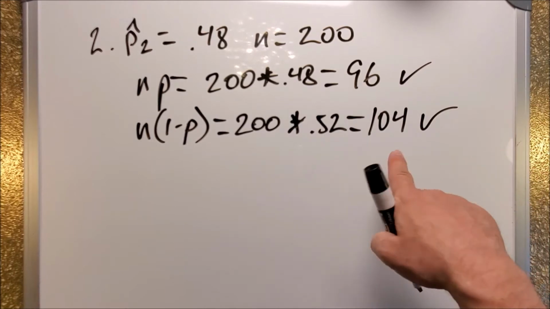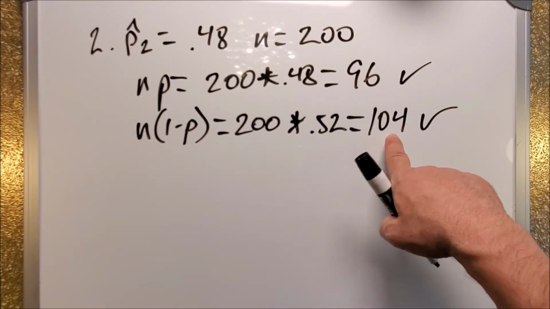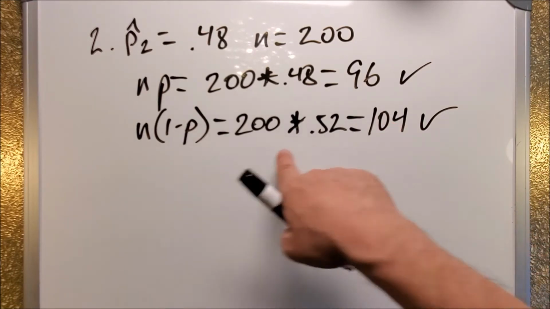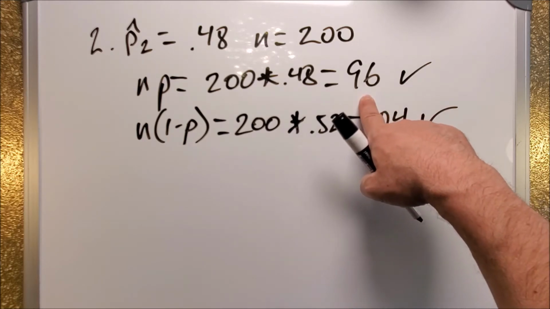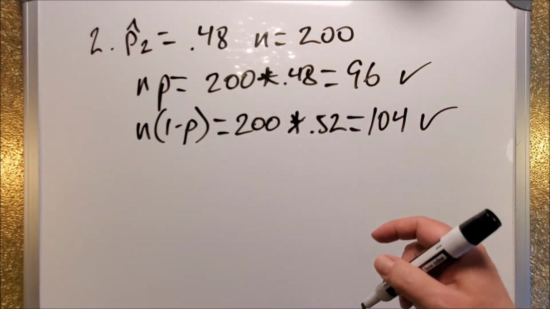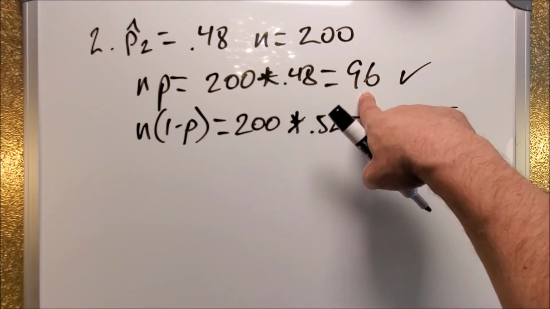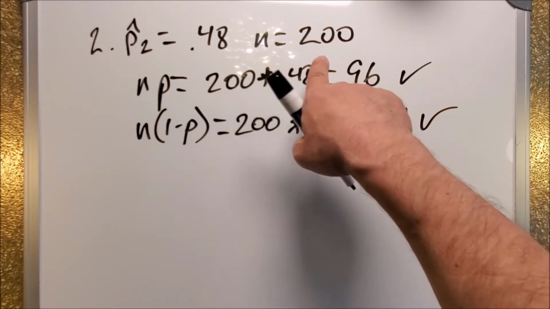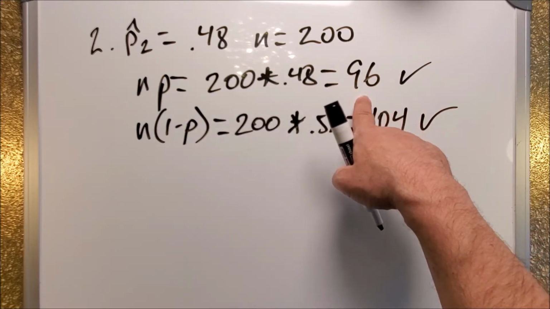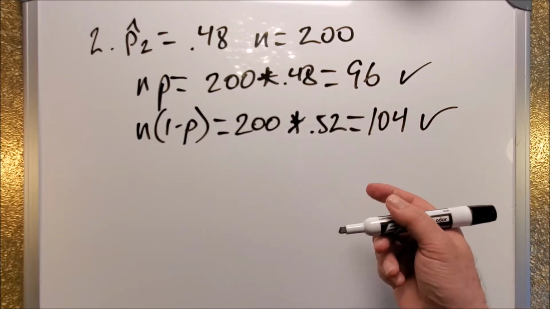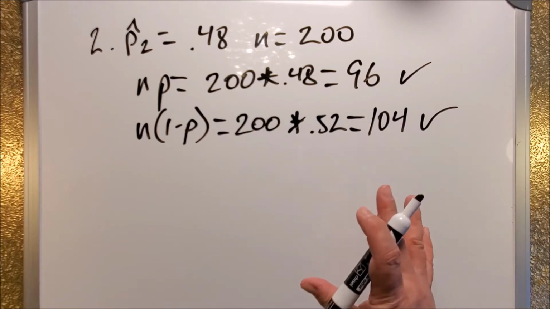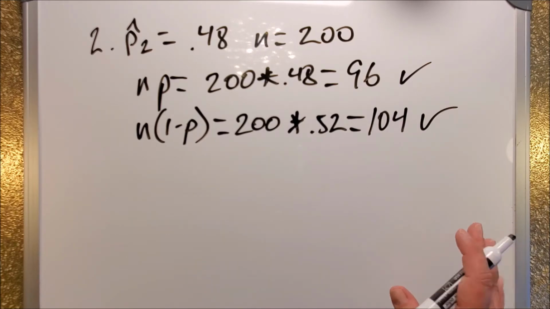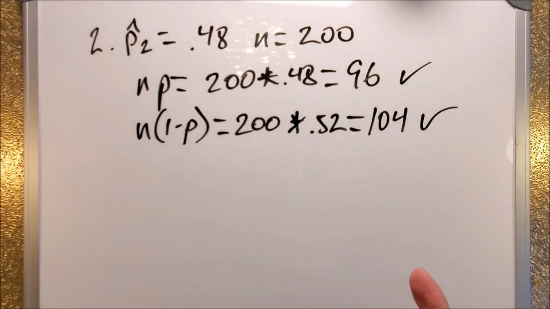If you're saying to yourself, wait a second, don't np and n times 1 minus p both sum to n? Yeah, you're exactly right. So once we got 96, if you're a little insightful and a little careful, you can say 200 minus 96 is certainly greater than 10, so I can proceed forward. As long as you're careful. I'm not really into the shortcuts, but you can do that, and that's actually okay. So we'll move forward to doing the confidence interval because we have normality.